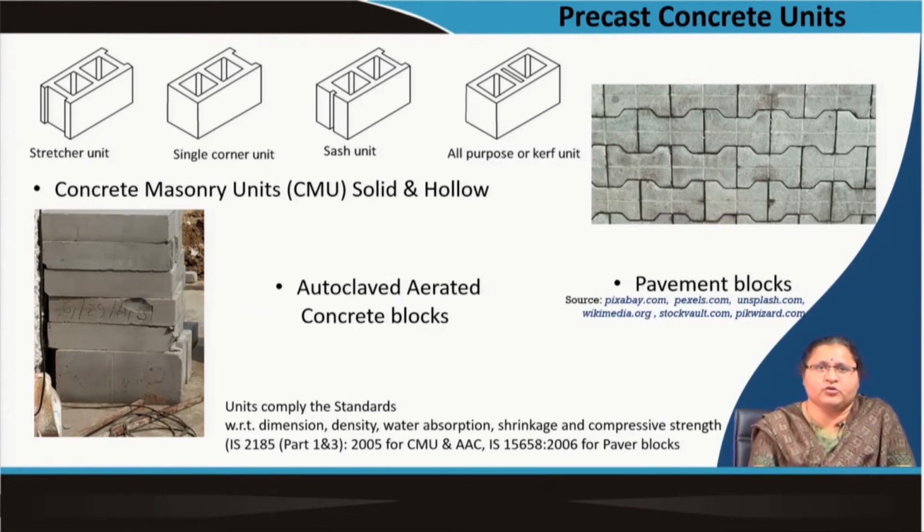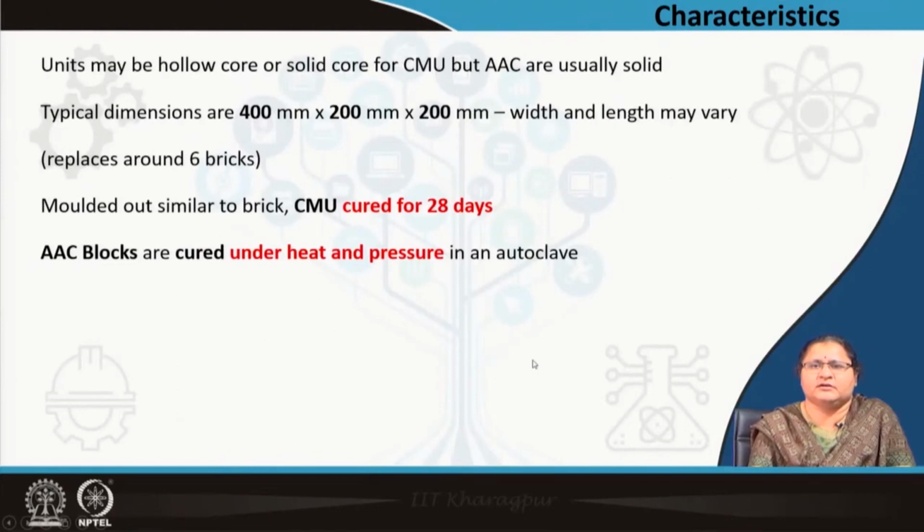Other than the hollow blocks, concrete masonry units come as solid blocks also, which are used for load bearing structures. Now, coming to the dimension, whether hollow core or solid core, it will typically be 400 millimeter into 200 millimeter into 200 millimeter, that is replacing almost 6 bricks. But instead of 400 millimeter, you can have 600 millimeter, that is 2 feet size in length.